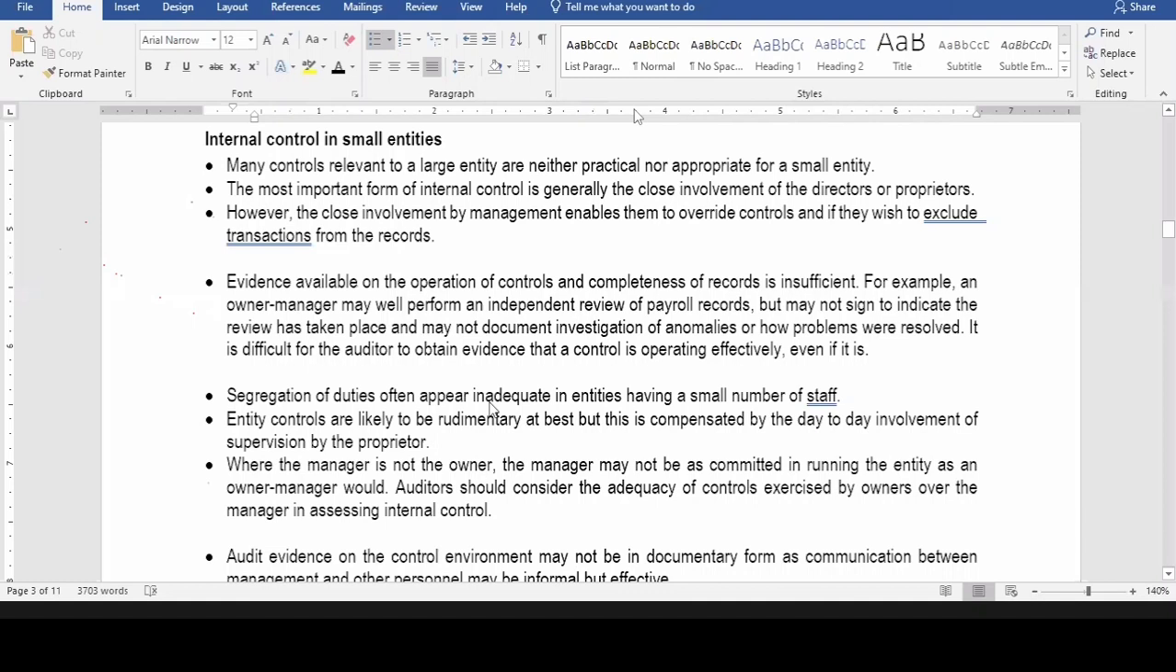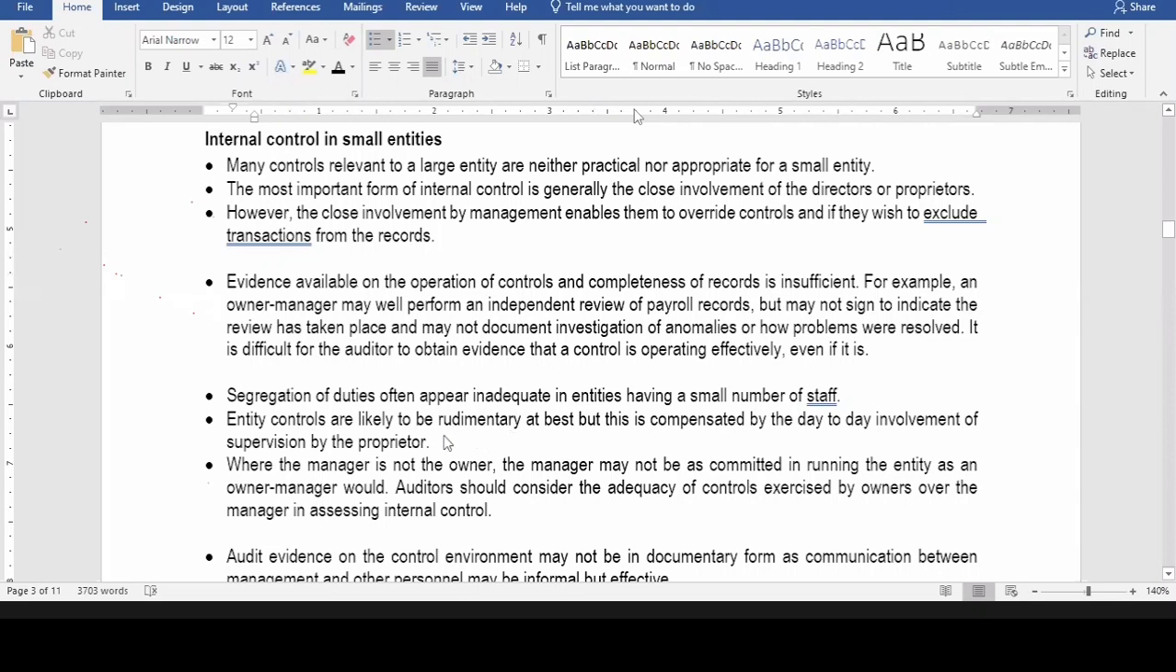So there is inadequate segregation. Of course you cannot have many people in a shop. They are not necessary in a small shop. One person can manage the business, but that limited segregation could lead to fraud or errors.